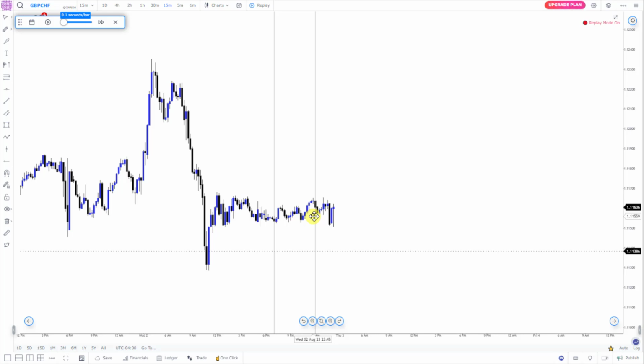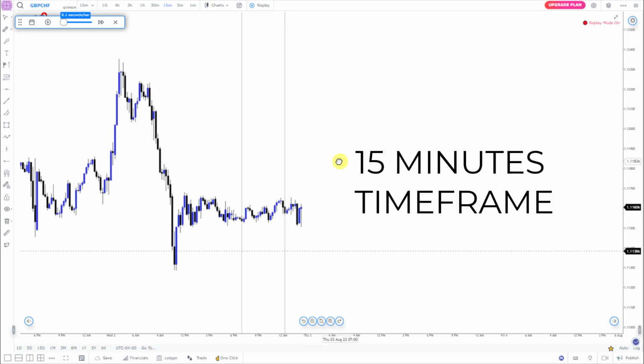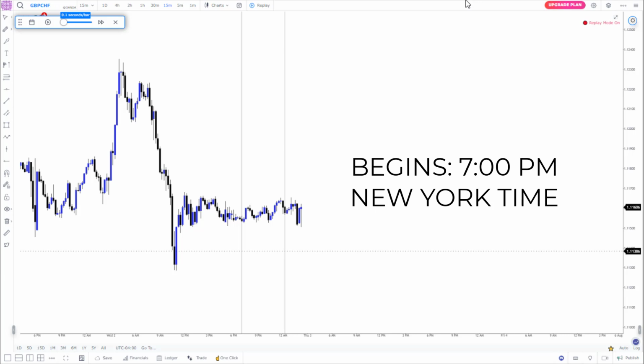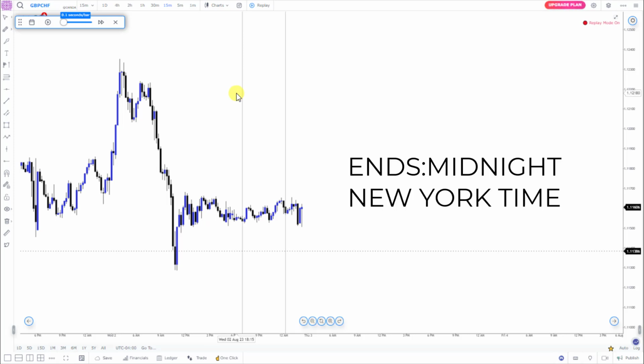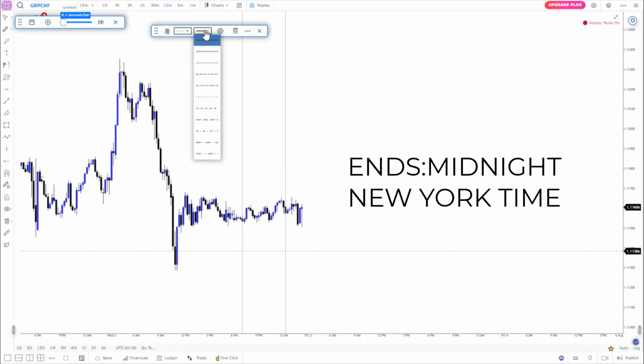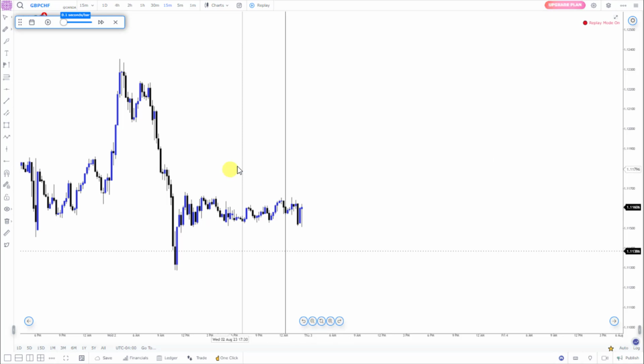So that's what you want to do, and the time frame we're going to look at is the 15 minutes time frame. The very first thing you will need to note is that the Asian session begins at 7 p.m. New York time, and you can see this line right here. This is my 7 p.m. New York time. I already have it drawn out. It ends at midnight, that is 12 a.m. New York time. This second line you see right here is 12 a.m. New York time. Maybe I should make the line a little bit thicker so you see it a little bit clearer.